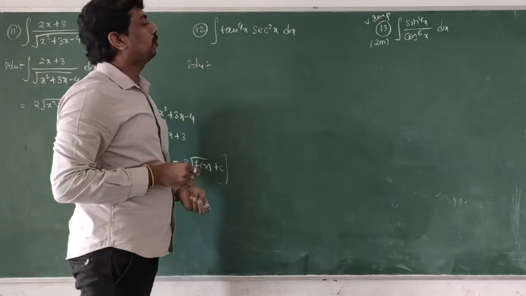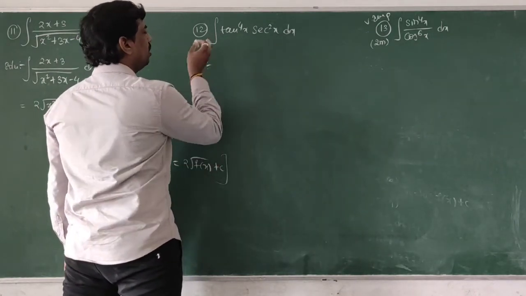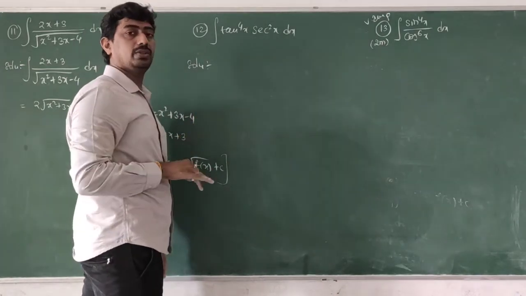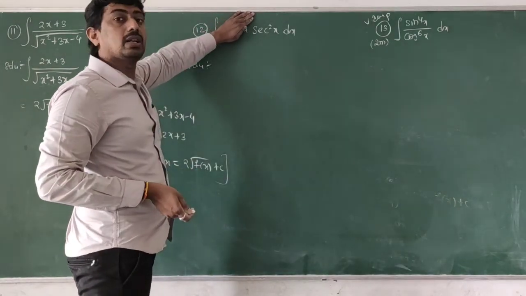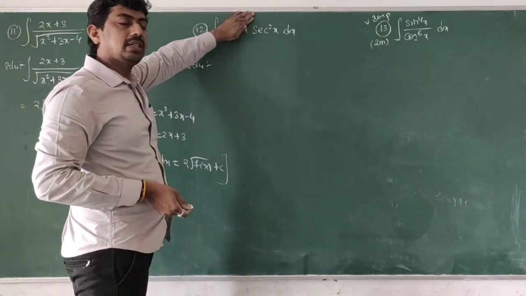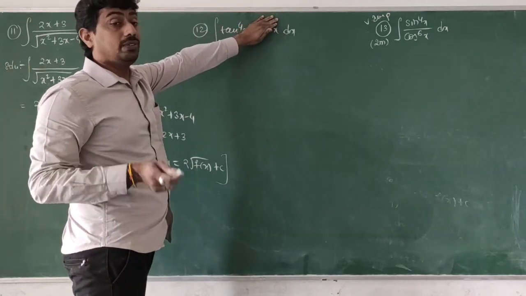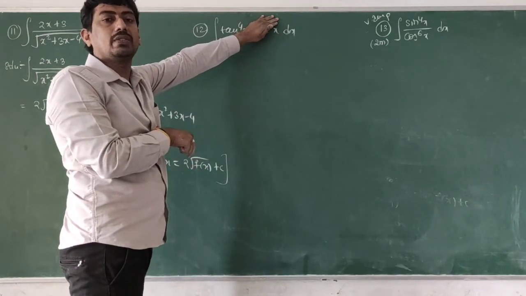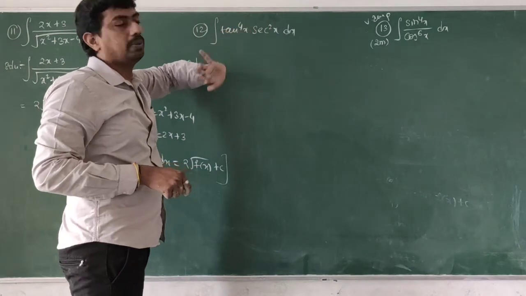Integration of tan power 4x into secant square x. Do we have a direct formula for that one? No. We have the formula for integration of secant x into tan x only. In other words, integration of secant square x is also there. What is that one? Yes, integration of secant square x is tan x. We have the integration of tan x also. Yes, in this class only we learned that one. What is the integration of tan x? Log of secant x. But we don't have the formula for integration of tan power 4.